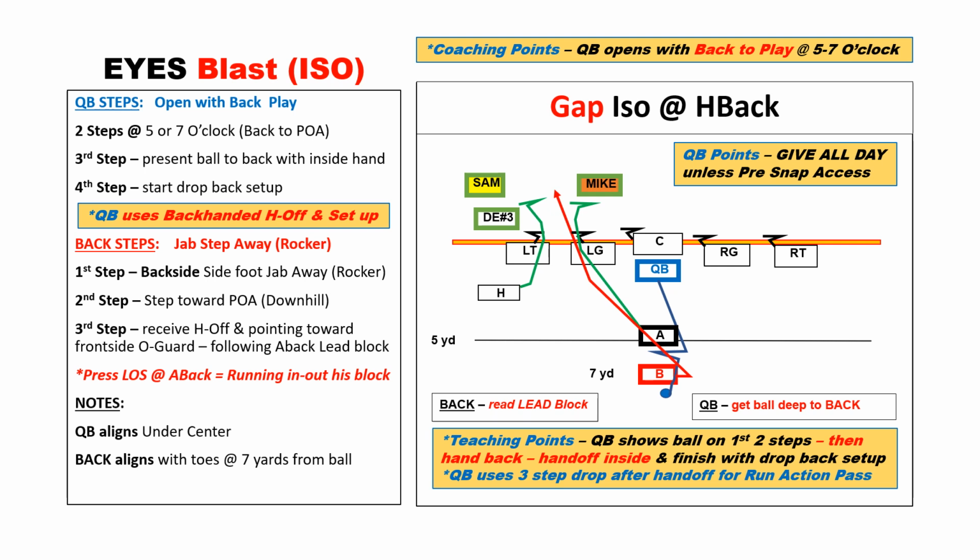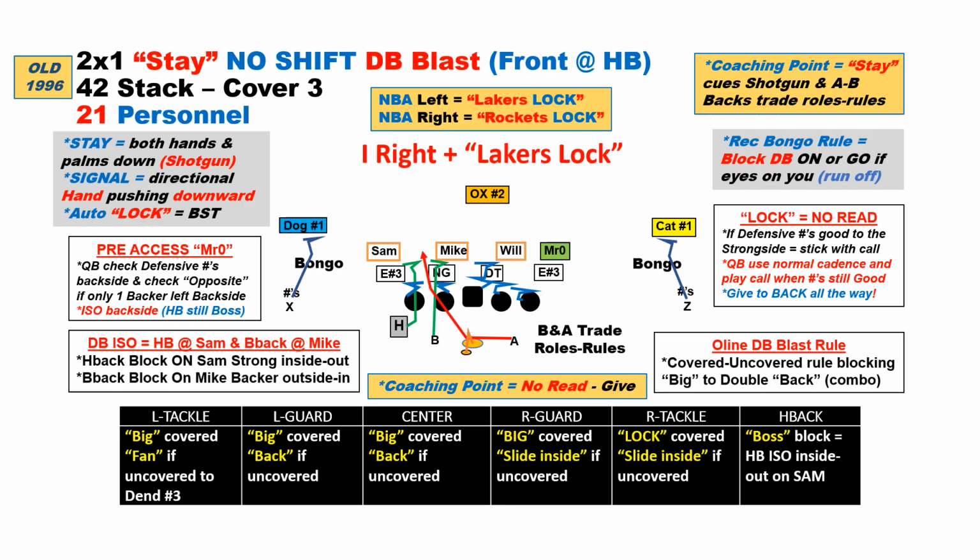One of the things we like to do out of the eyes is a blast or ISO. You can see here now we're going to go ahead with gap blocking. The quarterback will open with his back to the point of attack, reverse pivot. We like our running back to take a 6-inch slide step away for timing. The A now will blast up into the mic, and this H will blast up to the SAM, double blast.